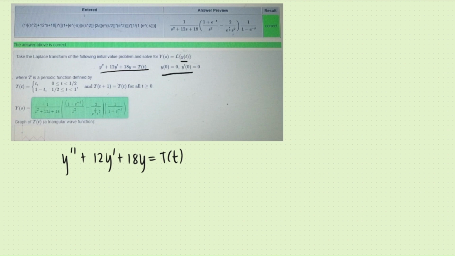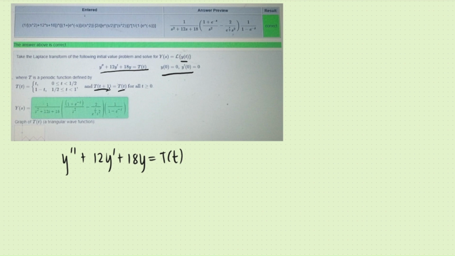We're given initial conditions y(0) = 0, y'(0) = 0. Also take note that our T(t) is a periodic function defined by T(t) = t for intervals from 0 to 1/2, and 1 - t for intervals from 1/2 to 1. Take note that T(t + 1) = T(t) for all t greater than or equal to 0. So that means our period is 1.